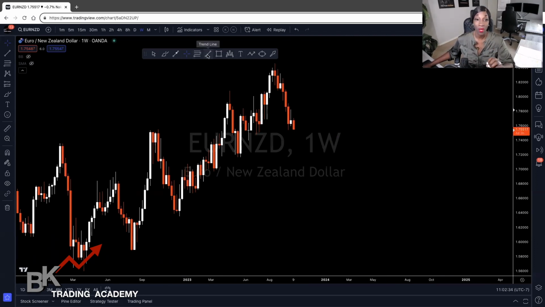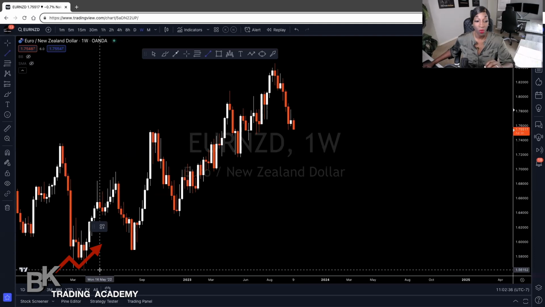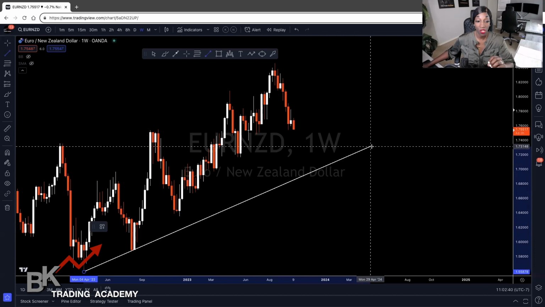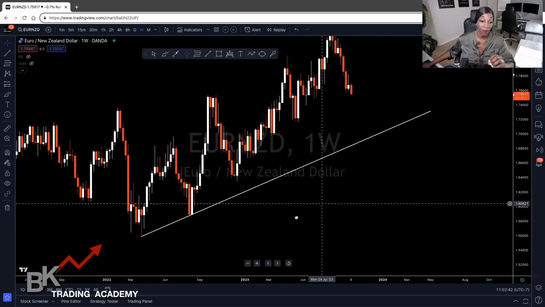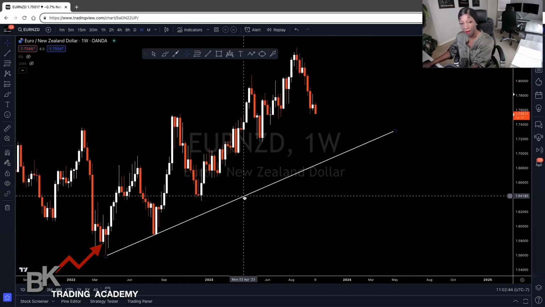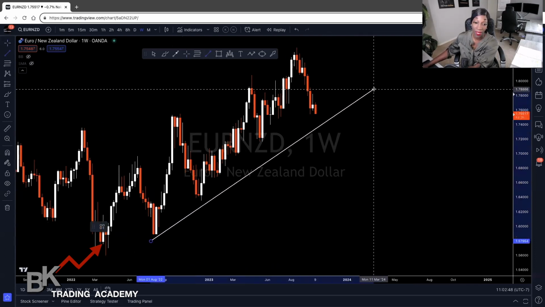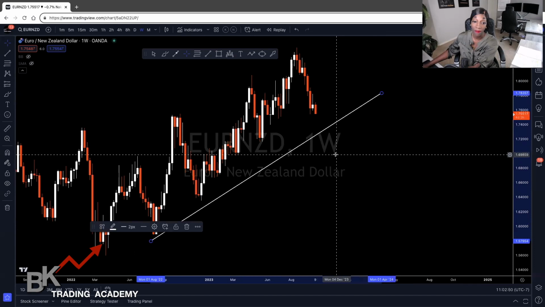So in this case, we have a bullish uptrend, and I'm just going to define that by drawing my trend line here. So here is my trend line on the weekly. I could even start it from there, but everyone's a little different in how they draw their trend lines. I can even do something like this and just bring it out a little bit, okay, if I want to give it room.